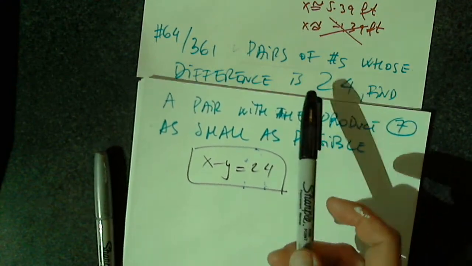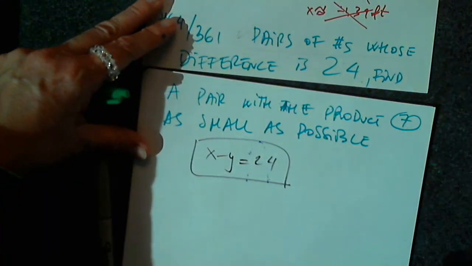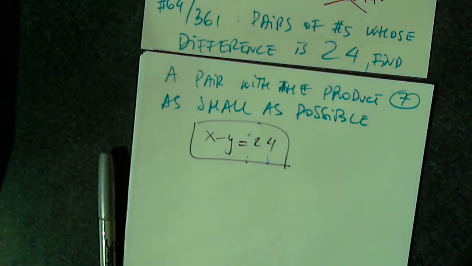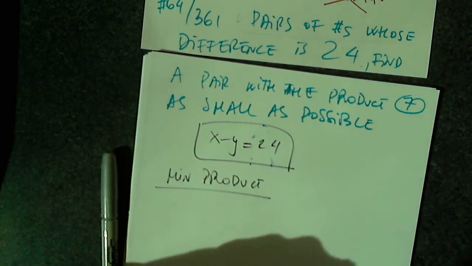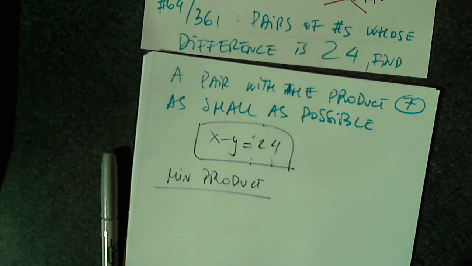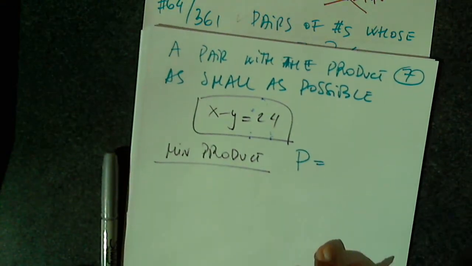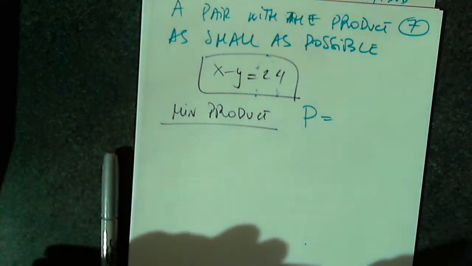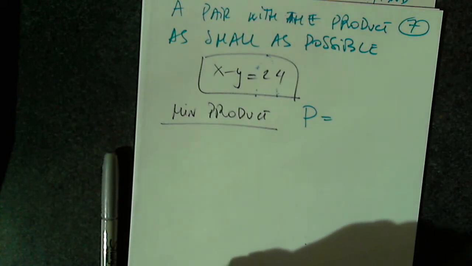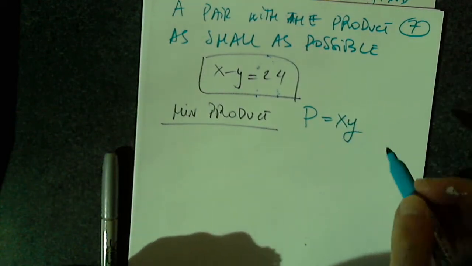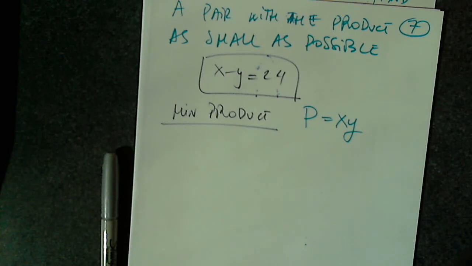Excellent. Find a pair with the minimum product. So we want the minimum product. But I don't have the product. Can anyone tell us how to write the product of these two numbers? One number is x, the other one is y. How do I write their product? That's it. Their product is x times y by definition, right?